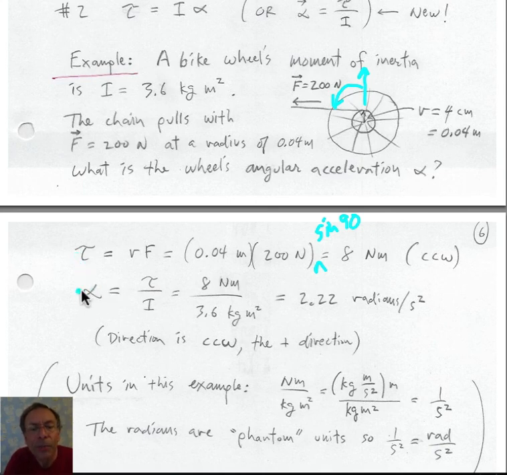Okay, now let's use the second law. So the second law is alpha equals tau over I. I'm leaving out the vector signs here, so I have just the magnitude of alpha is equal to the magnitude of the torque divided by the moment of inertia. So it's 8 from here divided by 3.6, which was a given, and I get 2.22 radians per second squared, and in the positive direction. So there you go. We just did a Newton's second law problem with rotation.